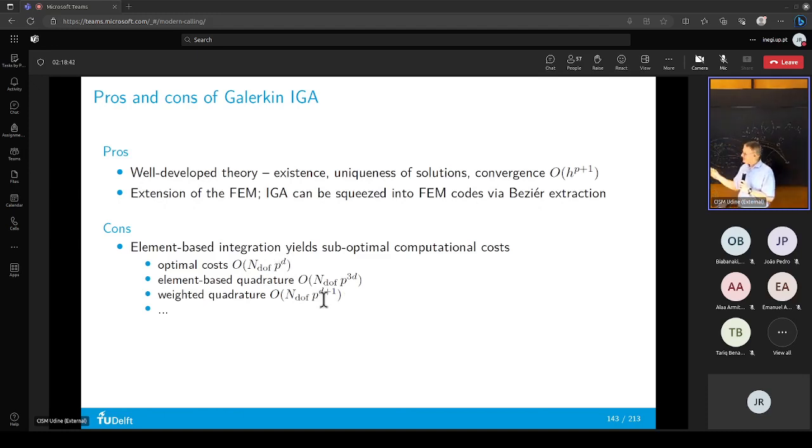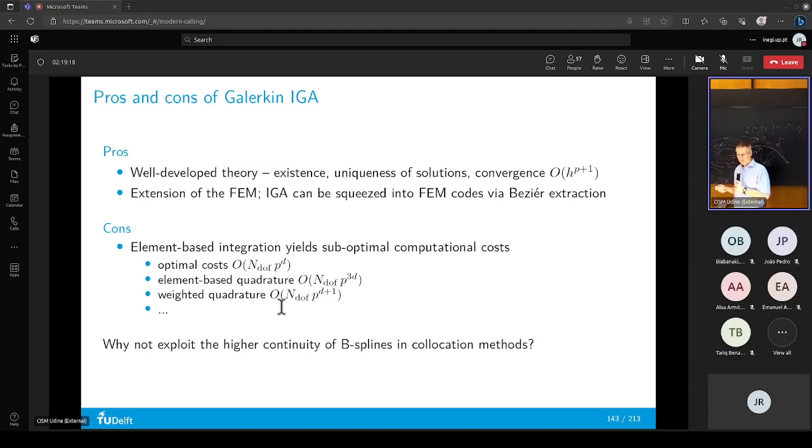Bottom line of this is that assembling these matrices is expensive, and it is more expensive than in FEM. To be honest, no one does IGA with first order, because then it is FEM. So you typically do it with second, third order. Then the costs can be really the bottleneck. The solver is not the issue; it's really building up the matrices.